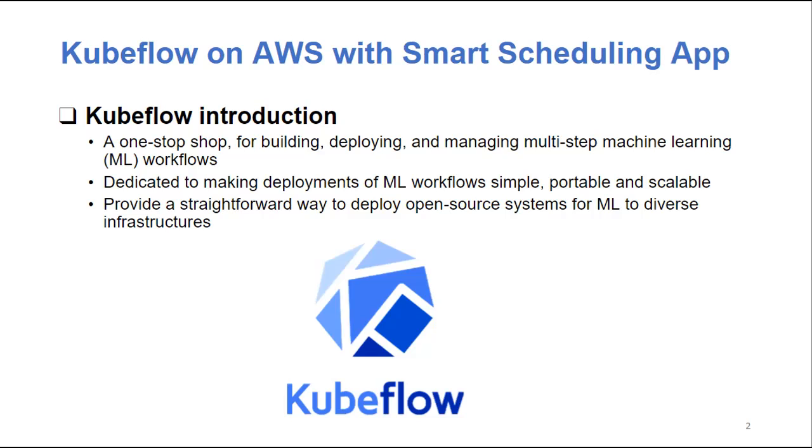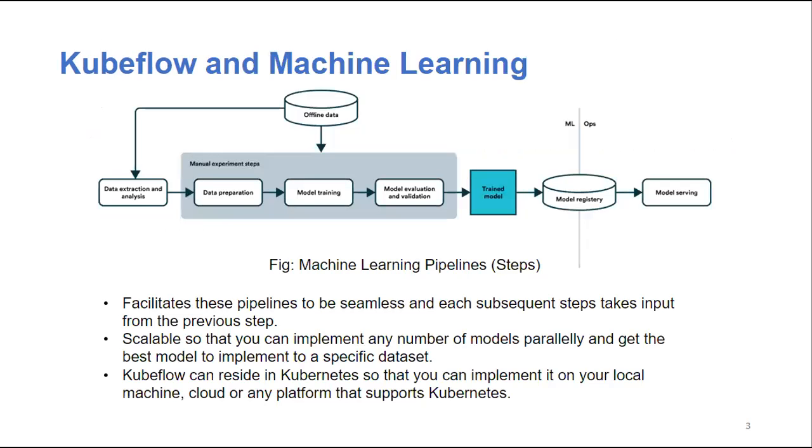It provides a straightforward way to deploy open source system for machine learning to diverse infrastructures like AWS, Azure, or other cloud platforms. Kubeflow facilitates machine learning pipelines to be seamless, and each subsequent step takes input from the previous steps. It is scalable, and it could be implemented in any number of models parallelly and get the best model to implement a specific dataset.